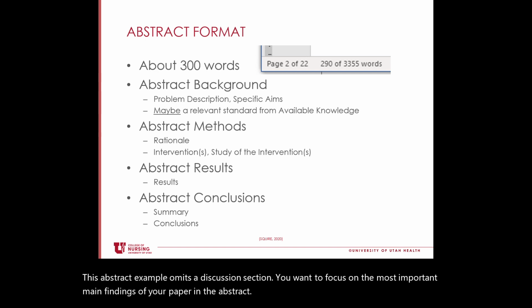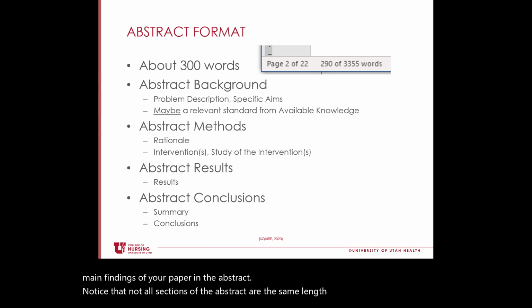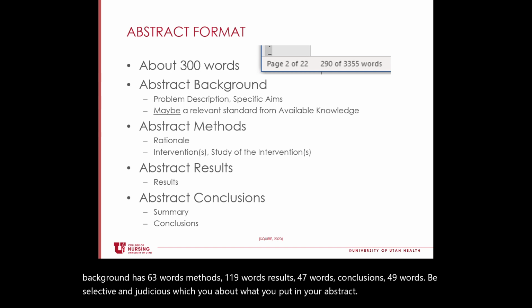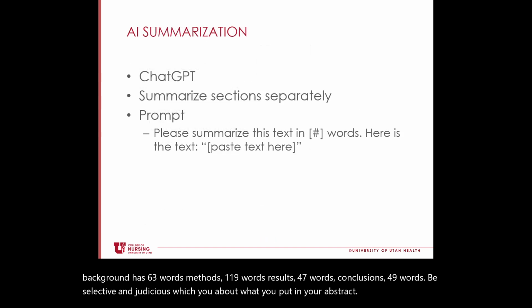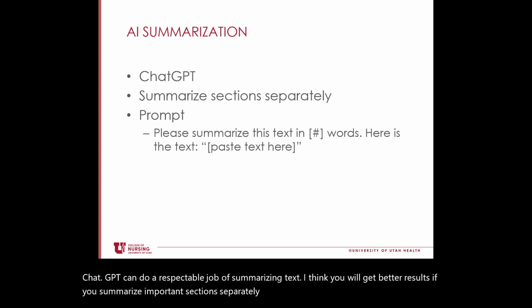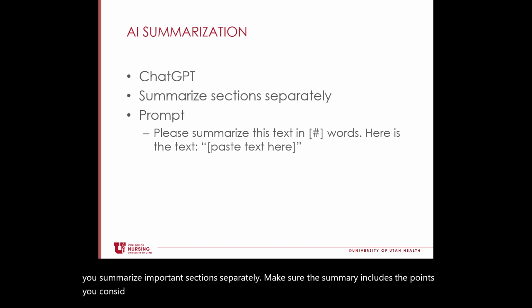Notice that not all sections of the abstract are the same length. In this example, the background has 63 words, methods 119 words, results 47 words, conclusions 49 words. Be selective and judicious about what you put in your abstract. ChatGPT can do a respectable job of summarizing text. I think you will get better results if you summarize important sections separately. Make sure the summary includes the points you consider most important about your work that you think may be useful to someone else.